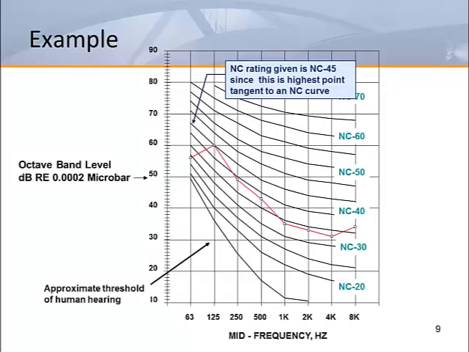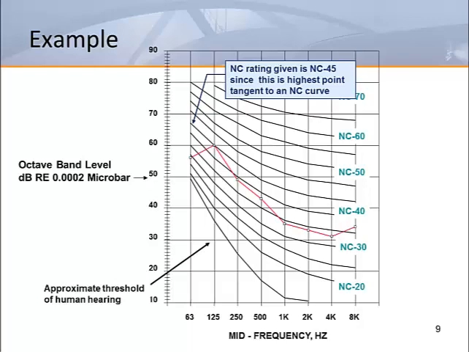Now let's look at a more typical use of an NC chart. If we want to know the sound level of a room served by a fan-powered terminal, we would enter the room, close the door, and take octave band sound pressure readings using a linear sound meter with octave band filtering. We would then plot the results on an NC chart. The result would look like the red line in this chart.